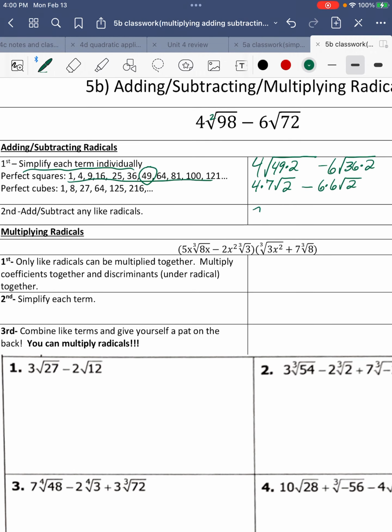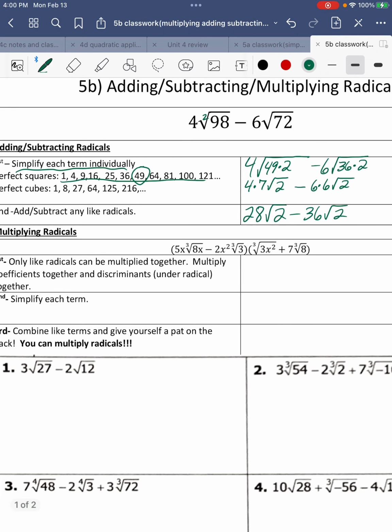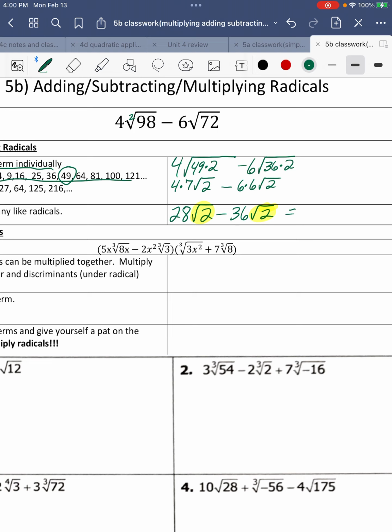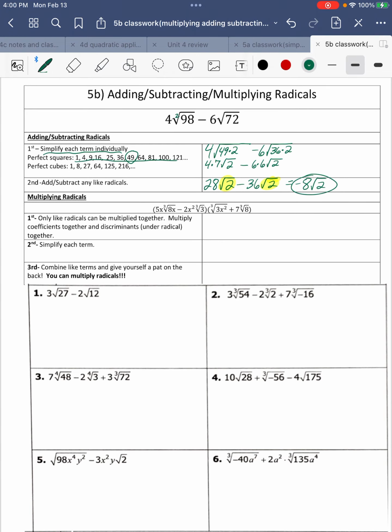Now we're going to multiply 4 times 7 is 28, square root of 2, and 6 times 6 is 36, square root of 2. When we put these together, we're looking at like terms. Like terms means you have the same exact, really it's everything after the coefficient. After the 28, it's a square root of 2. We have 28 square roots of 2, and we're subtracting 36 of them, 36 square roots of 2. If I had 28 and I subtract 36, I am going to have a negative 8 square roots of 2.